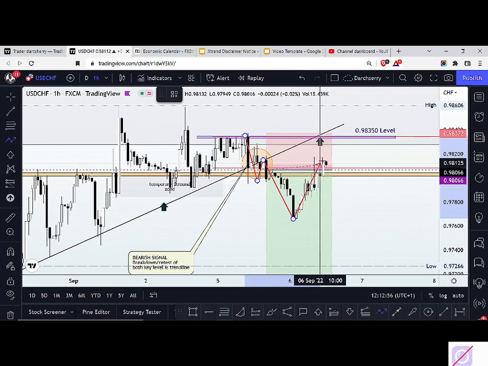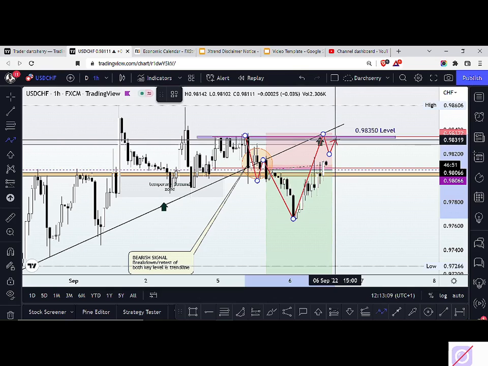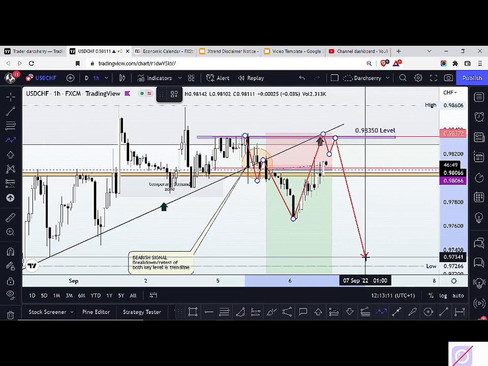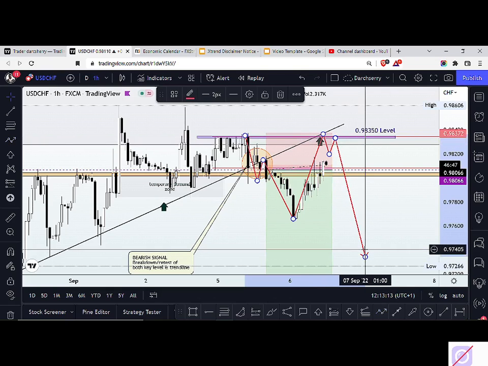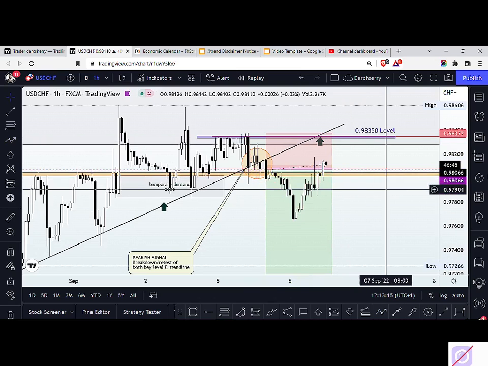We were taken out of this position, and I told you that there is a likelihood that price could come back to do a retest of that bullish trend line, which also shares a confluence with the 0.98350 level, which I identified here, where we will be looking out for patterns to join the decline to the downside. So this is the scenario we are looking forward to on the USD CHF.